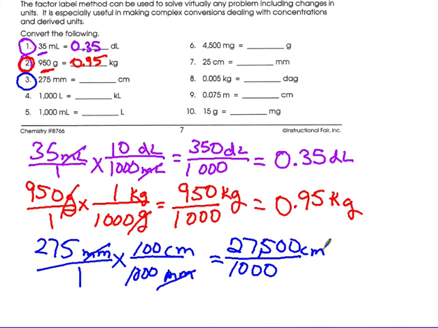And I'm sure you were shown this trick before. When you're dividing by tens, you can just cross off the zeros. So it's actually 275 divided by 10, which would be 27.5. So that would be our answer, 27.5 centimeters.